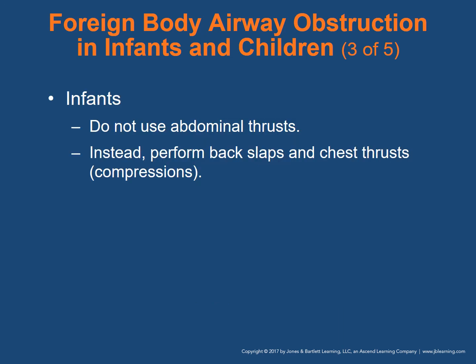Infants do not use abdominal thrusts. Instead, just like we practiced during the CPR course, we're going to perform 5 back slaps, of course supporting the head and neck, and we want to make sure that the infant is supported on our forearm, that we're using our 2 fingers around the patient's mouth to facilitate an open airway, and that we are delivering those 5 forceful slaps right in the middle of their shoulder blades.